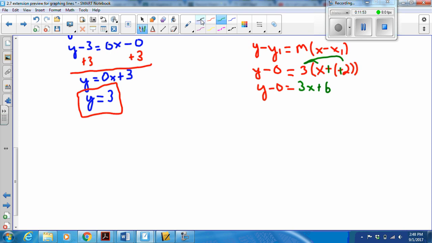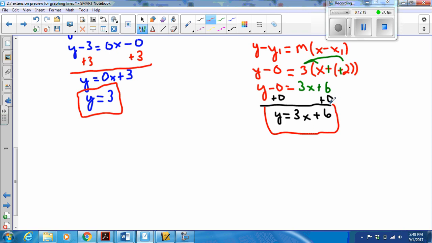Now make sure you get y all by itself. So in order to do this, we add 0 to both sides. Now zeros are constant, so over here you have to add 0 to your constant as well, which in this case is 6. So now we have y equals 3x plus 6. And so this would be the equation of our line. So in this case, 6 is our y-intercept and 3 is our slope.